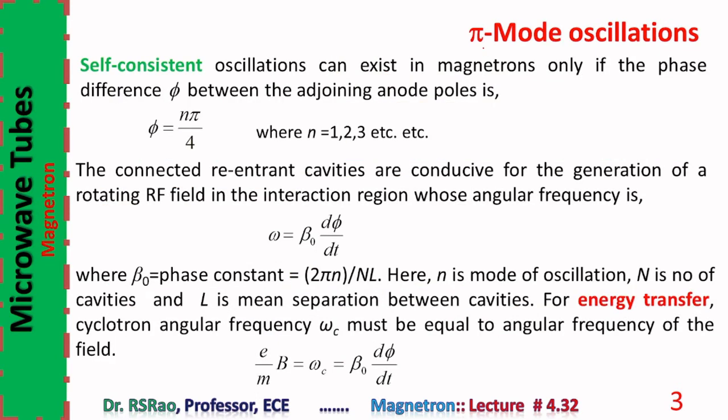Now, some more points regarding operation. Usually, the device is operated in pi mode. Cavity magnetrons can be operated in different modes, but the one that is preferred is pi mode. Why is it called pi mode? The reason is that two side by side poles in the anode structure of the device exhibit a phase difference of pi when the device is functioning in this mode.